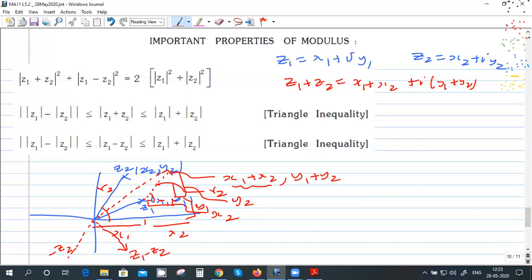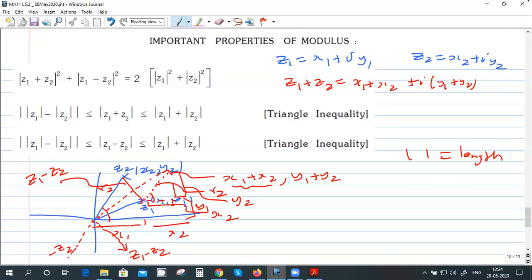But if you are just interested in the length, we can transport this thing parallelly, so it will come and fit in here. It's like the other diagonal of the parallelogram. So z1 plus z2 is one diagonal of the parallelogram, and z1 minus z2 is the other diagonal. The modulus of a complex number represents length, so I'm just transporting the length.